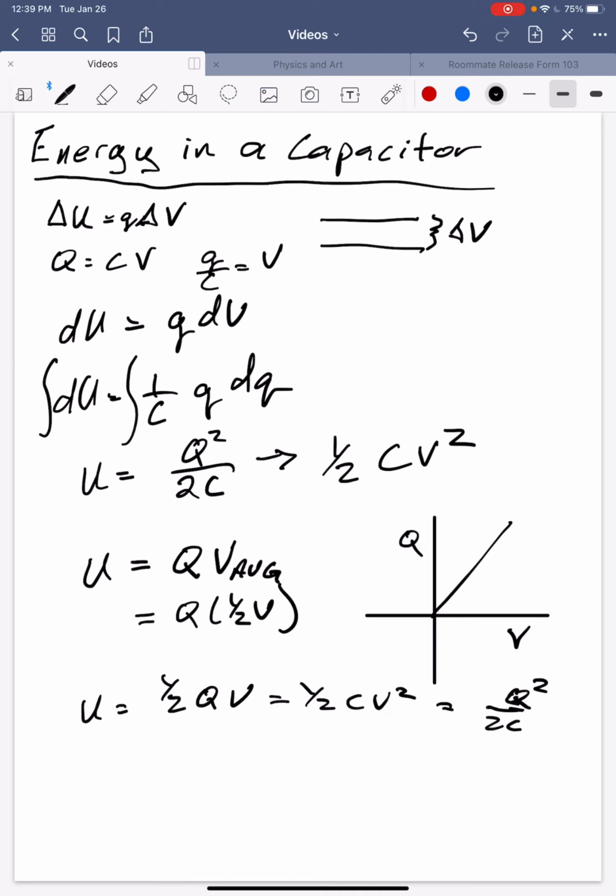So that's a little bit about energy stored in a capacitor. I could also talk about the potential energy density, which I may do in another video.